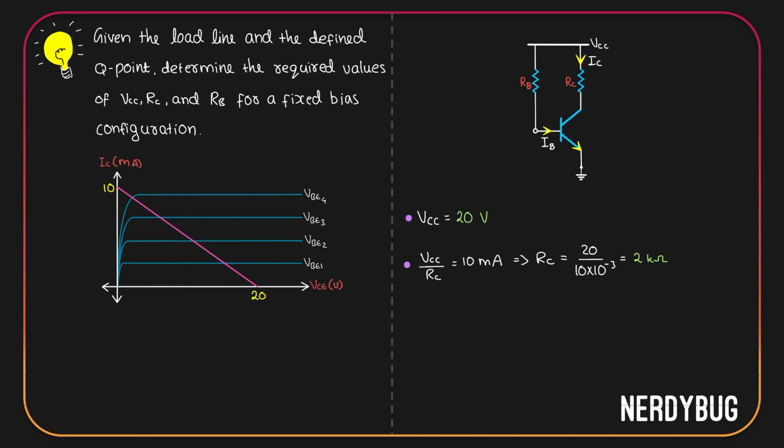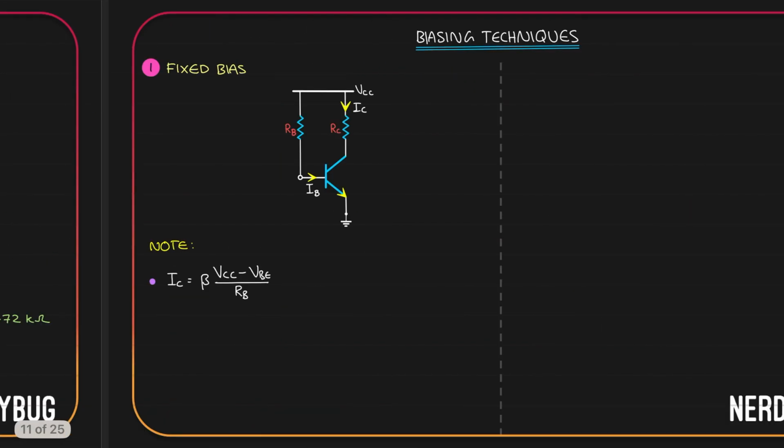We also have to find out the base current IB. If you take a look at RB in the circuit, you can see it has VCC on one side and on the other side it has VBE. So the current that flows through it will be VCC minus VBE divided by RB. And that will be our base current IB. From this equation we can write RB is VCC minus VBE divided by IB, or 20 minus 0.7 divided by 25 microampere. That means RB is 772 kilo ohm.